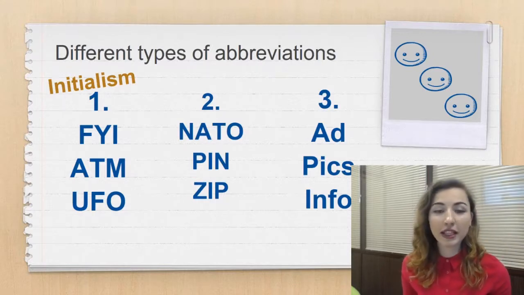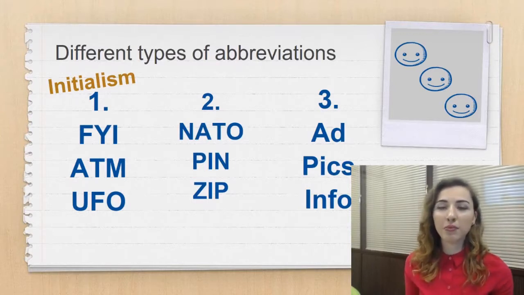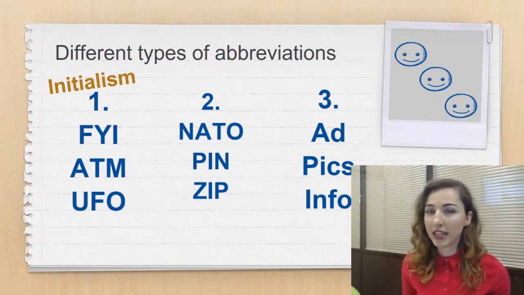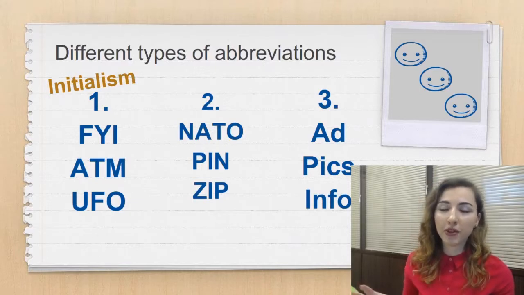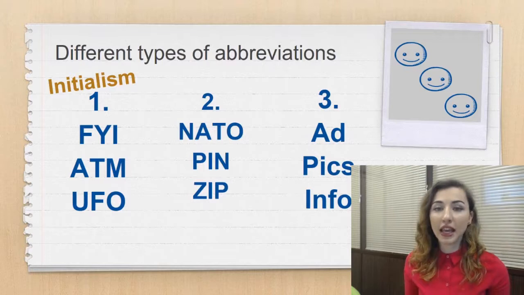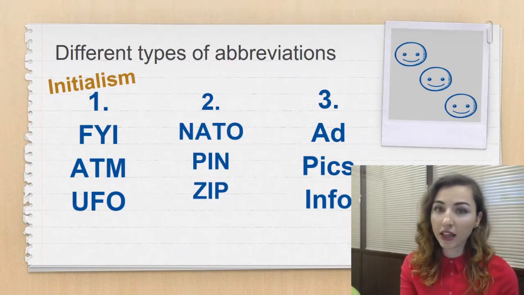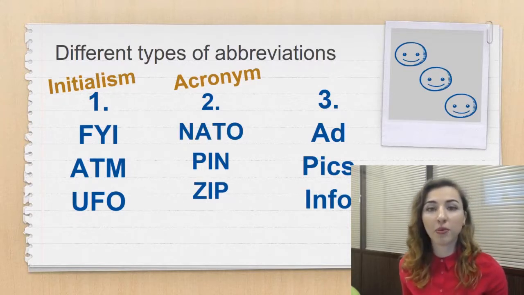Right, now let's have a look at the second category. These are NATO, PIN. What makes them different from the first is that they are actually pronounced as a word, right? So these are initials taken from different words, so 3 or 4 words, and then pronounced as one word. So we're not actually spelling out N-A-T-O, right? We're saying NATO and PIN. And this kind of abbreviation is called acronym. So these are the acronyms that function as a separate word, let's say.